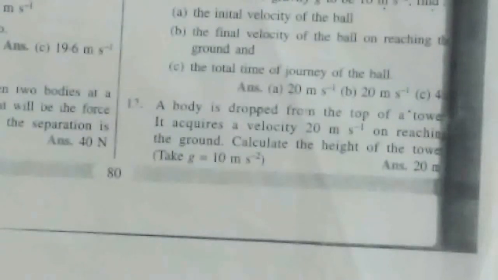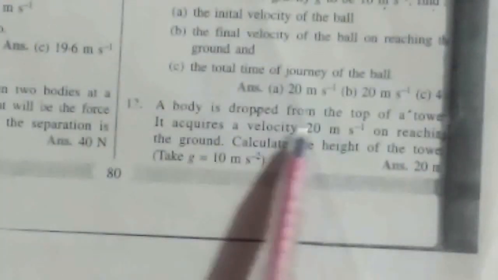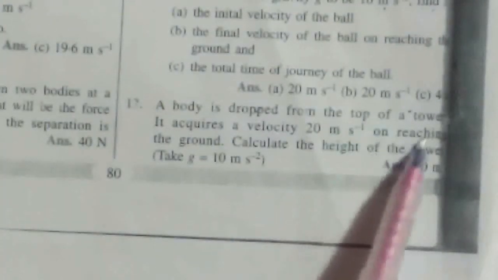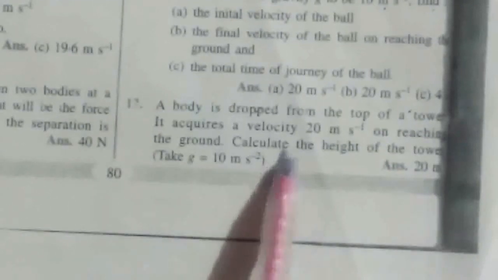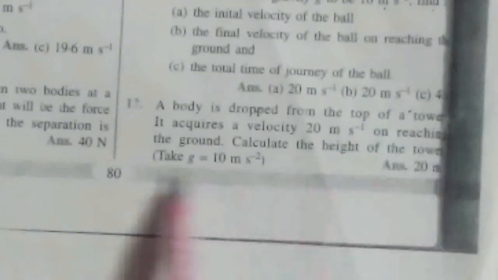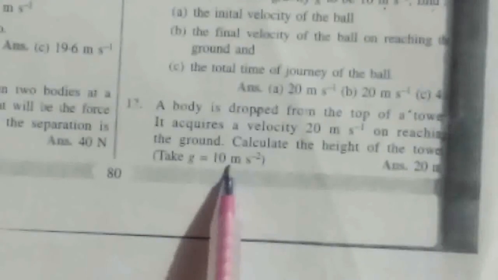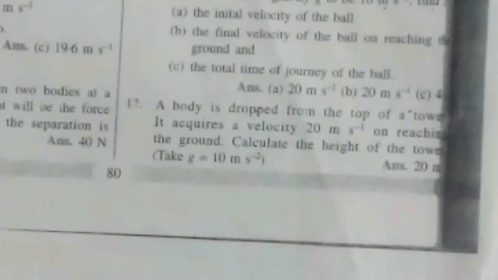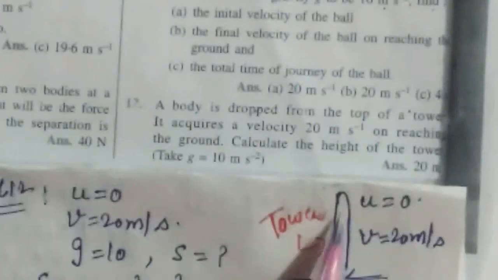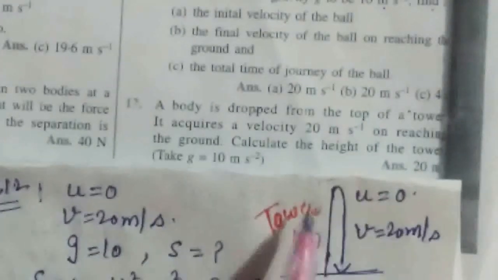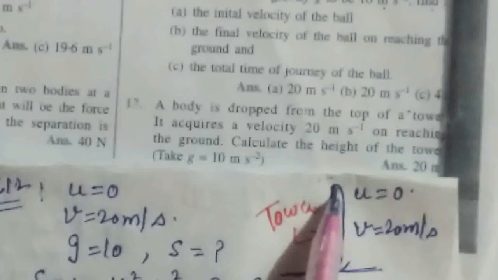So students, the very last numerical is the 12th numerical. A body is dropped from the top of a tower. It acquires a velocity of 20 meter per second on reaching the ground. Calculate the height of the tower. Take g is equal to 10. So let's understand this numerical with the help of a diagram. I have already made this diagram. Let us consider this tower and the body is dropped from the top of the tower.